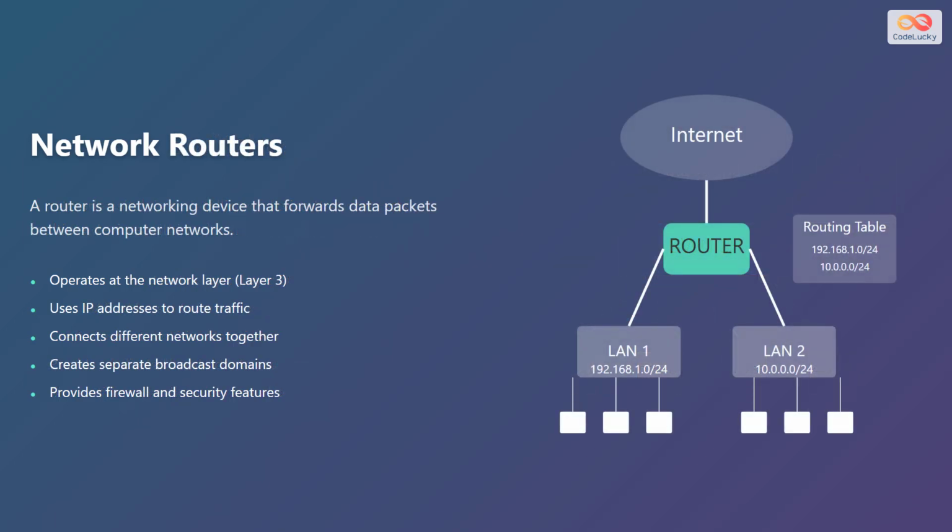Now let's explore network routers. A router is a networking device that forwards data packets between different computer networks. It operates at the network layer, which is layer 3 of the OSI model, and uses IP addresses, or Internet Protocol addresses, to route traffic.